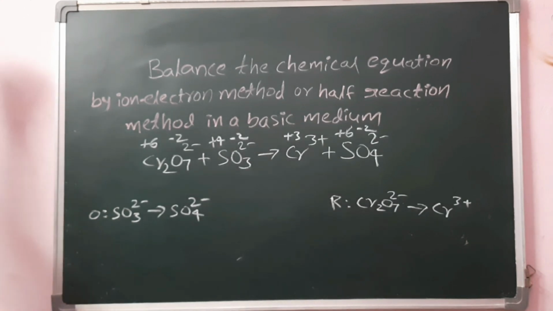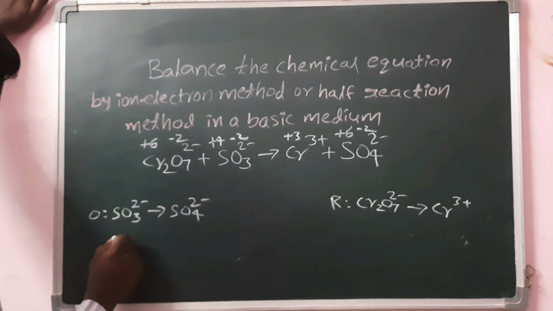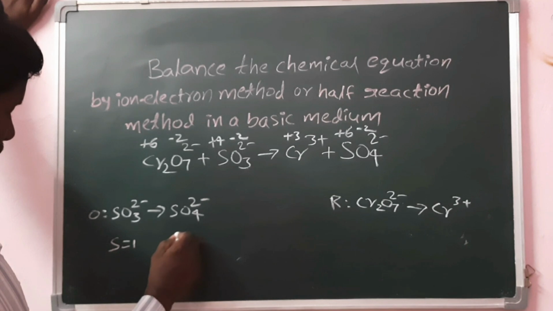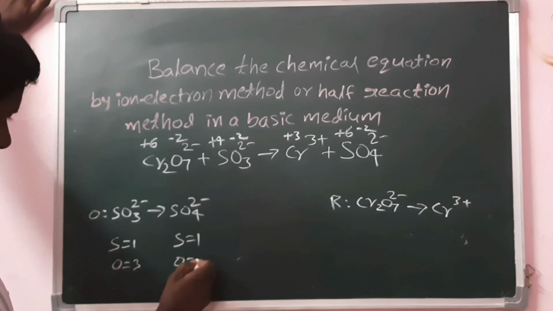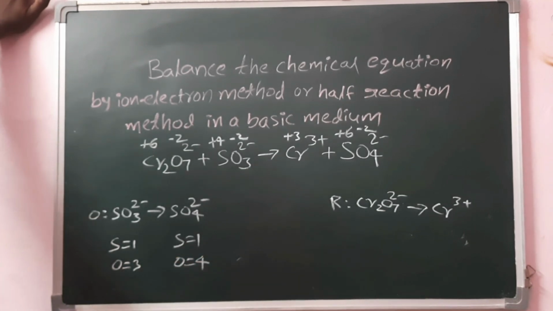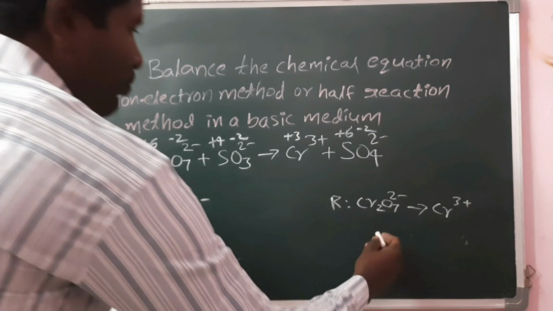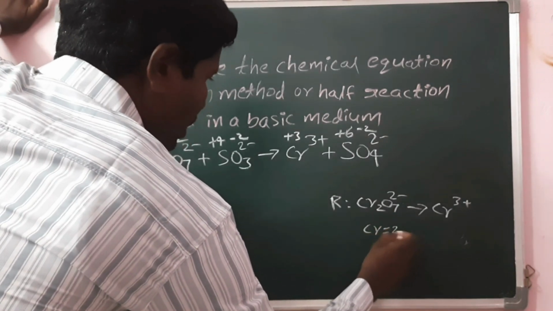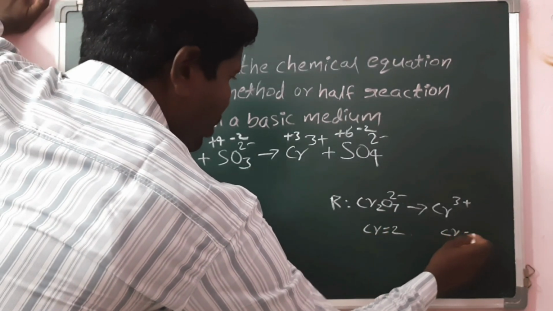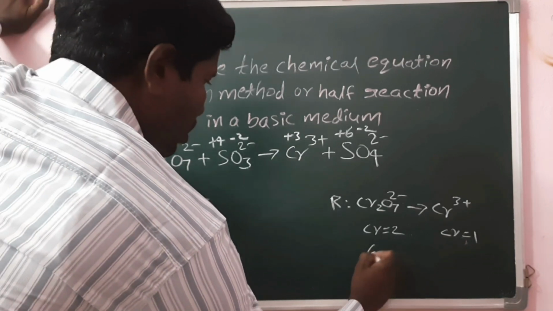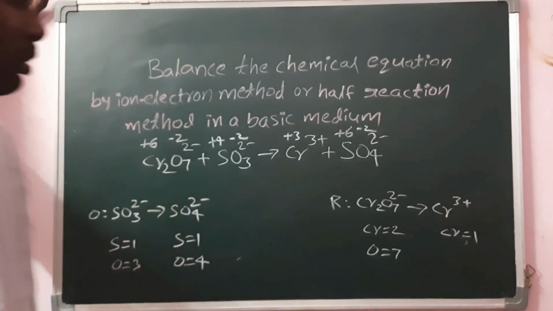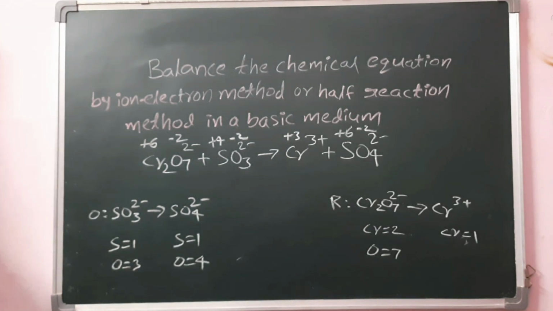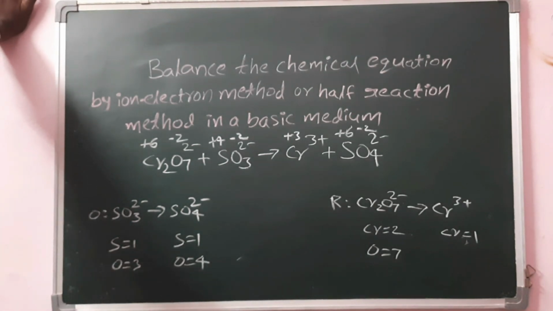See here in the oxidation half reaction, left hand side there is one sulfur atom, right hand side there is one sulfur atom. Left hand side there are 3 oxygen atoms, right hand side there are 4 oxygen atoms. In the reduction half reaction, left hand side there are 2 chromium atoms, right hand side there is 1 chromium atom. Left hand side 7 oxygen atoms, right hand side there are no oxygen atoms. Now we can balance the number of atoms in the two half reactions.